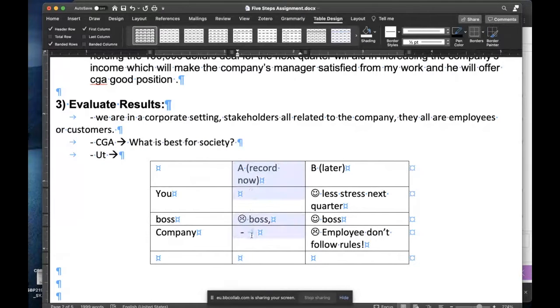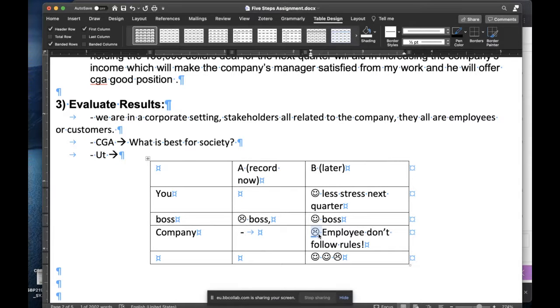So if we record now, the boss is not happy, I think, right? If you record later, we have two people happy and one is not. But can we compare these happinesses or not? Because one is more like the company. So it's hard to say. So here you have to assume things and you say there's no problem for the company, and just explain to the company why we did this act. So here's the dilemma.